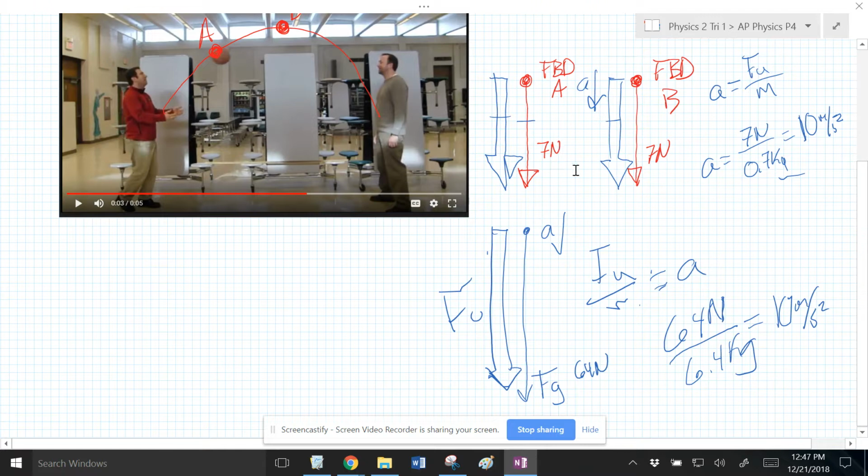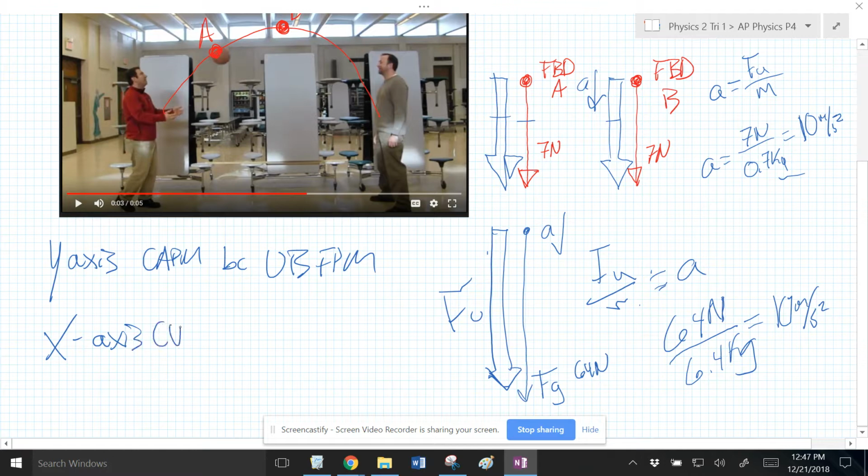But yeah, that's the long story short of this. Because the Fu is acting only in the vertical direction, you have in the y-axis CAPM, because UBFPM. But if you look at it side to side horizontally, there's no unbalanced force in the left to right direction. So the x-axis is CVPM because BFPM. It's doing everything that we'd studied to this point, but it's doing it all at once.